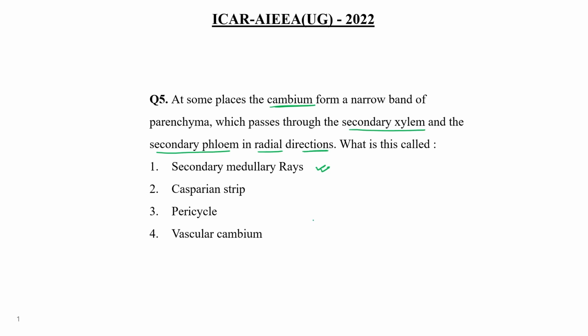Cambium forms a narrow band-like structure like this. If this is a cell, only a narrow band-like structure forms like this. This is known as secondary medullary ray. Clear? So choice number 1 would be the correct answer.